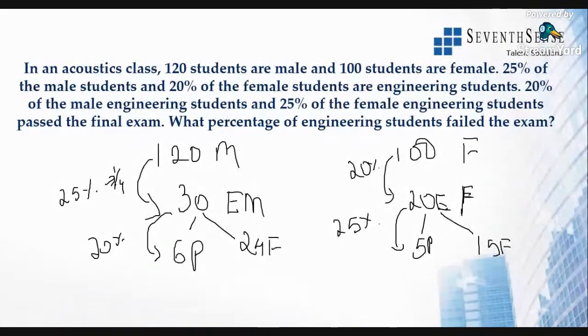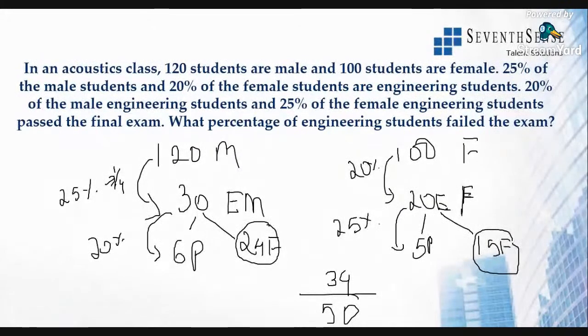All right. Now what are they asking? What percentage of engineering students fail? We have engineering students totally who are there, right? So what is the total engineering students here? 30 plus 20, which is 50 engineering students. Out of 50 engineering students, how many failed? Failed is 24 male, 15 female. So 24 plus 15 is 39.